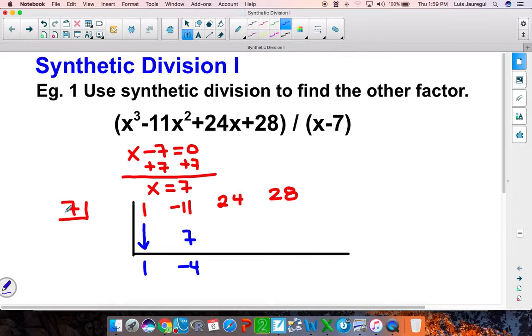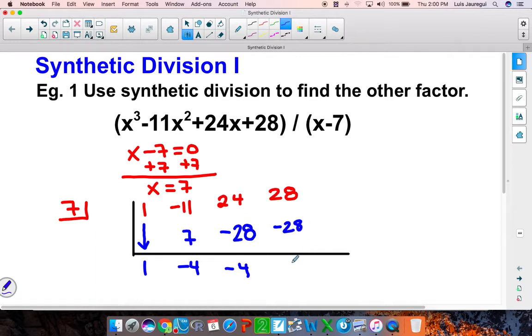Then let's multiply 7 times negative 4. That gives us negative 28. So let's go ahead and record our value there. Let's add these two terms together. 24 minus 28 is negative 4. And lastly, let's go ahead and multiply 7 times negative 4. That will give us negative 28.